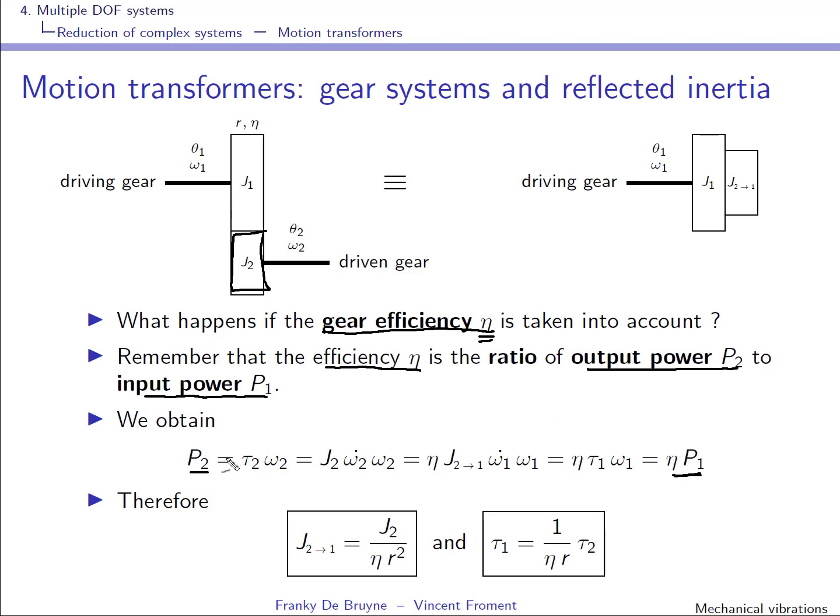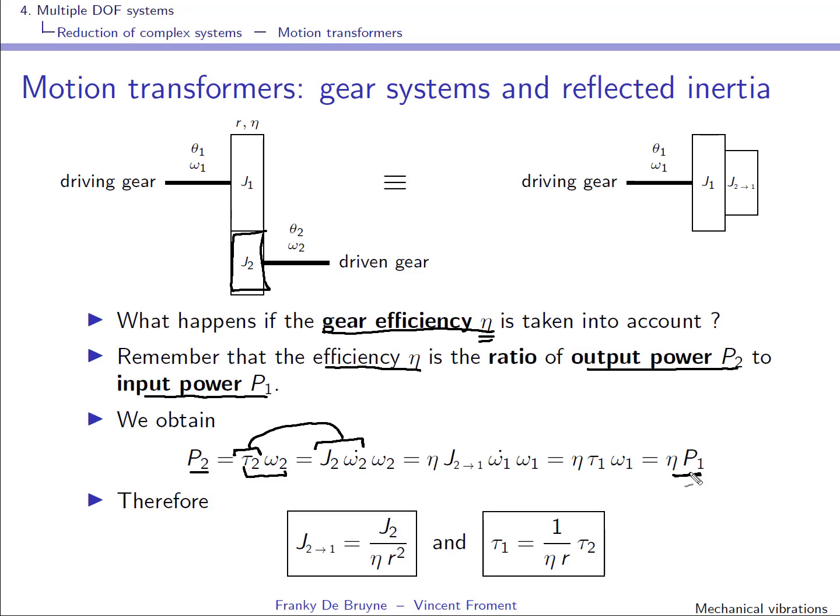So when we're looking at the output power, we know that it's the torque at the output times the rotational speed at the output, and this one here we know from the first part of the course: it's the moment of inertia at the output times the rotational acceleration.